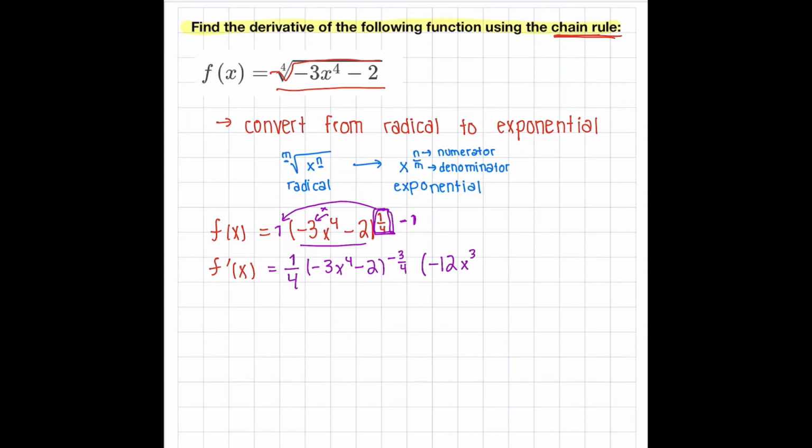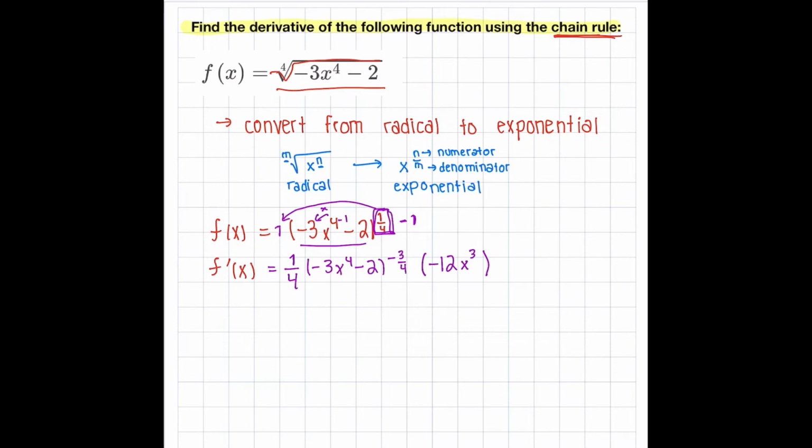Now, why is it 3? Because we subtracted 1 from 4. We subtracted 1 from 4, which is 3. And that would be the derivative of this function. We didn't write the negative 2 because the derivative of a constant is always 0, and we don't have to write that.